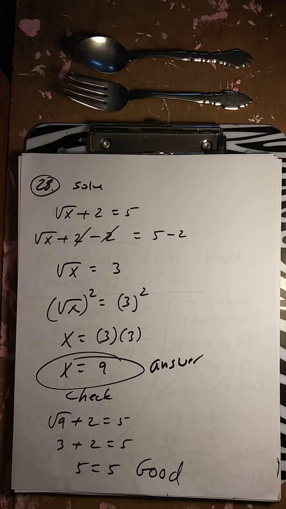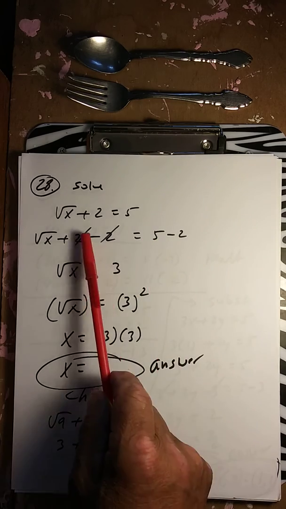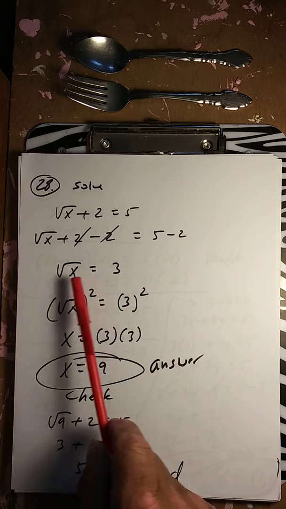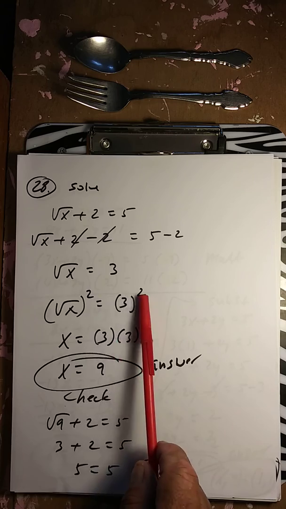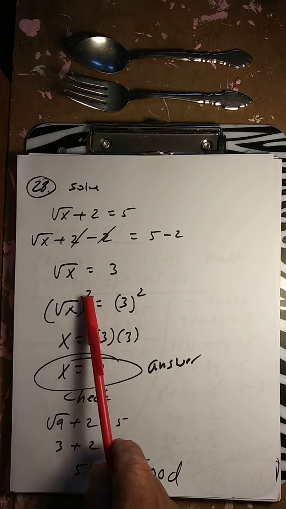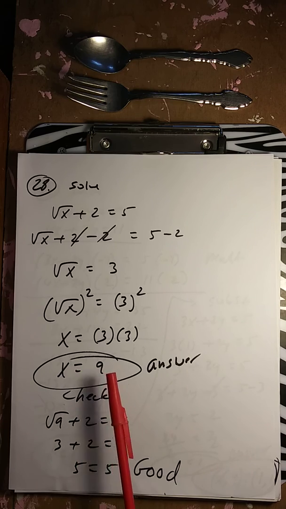Alright, solve this. The square root of x, plus 2, equals 5. So what I'm going to do is go minus 2, minus 2. These are gone. So 5 minus 2 is 3. The square root of x equals 3, and now we have isolated the square root of x. Now we square both sides. The square root of x squared is just x. 3 squared means 3 times 3. So x is 9.